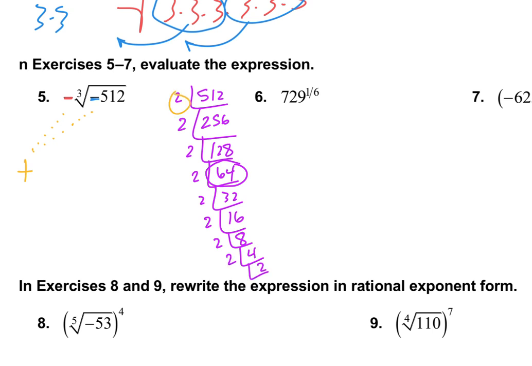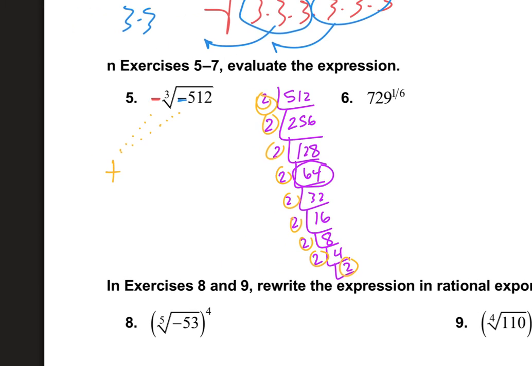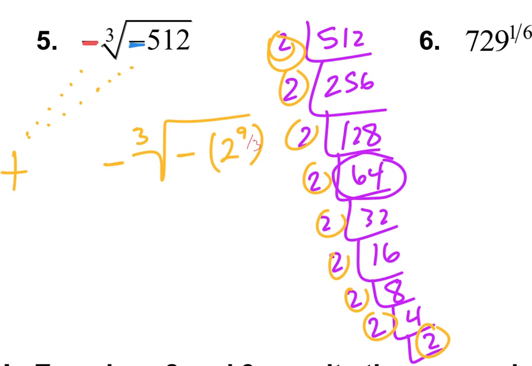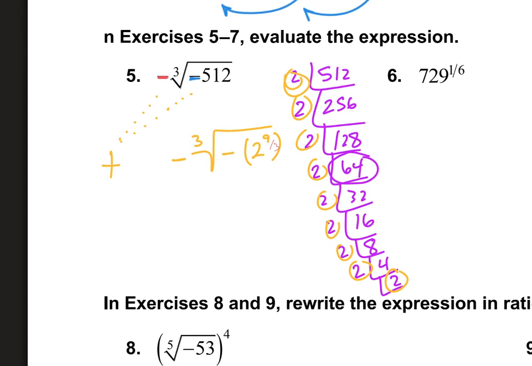So what happens is we have 1. So 64 is 2 to the 6th. 1, 2, 3, 4, 5, 6. And now 7, 8, 9. So what's happening is this is the negative cube root of negative, and I'm going to leave that negative outside, 2 to the 9th. Okay? So we can divide that 9 by 3. And what that means is it's 8. Why is it 8? Because one 2 is going to go out, another 2 is going to go out, and a third 2 is going to go out. So the answer is just 8.